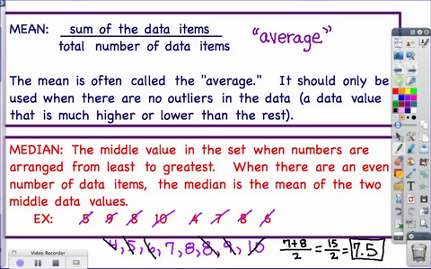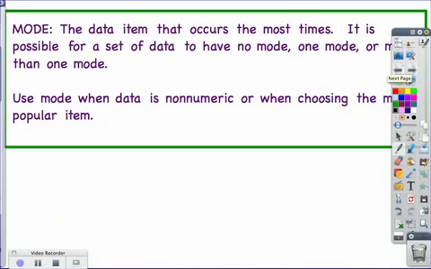The mode is the data item that occurs the most times. It is possible for a set of data to have no mode, one mode, or more than one mode. Use the mode when the data is non-numeric or when choosing the most popular item. For example, I would use the mode if I were to survey the class and ask which is their favorite flavor of ice cream: chocolate, vanilla, or strawberry. The mode would be the most popular answer, and I would use this because it's non-numeric or because I'm asking for the most popular item.